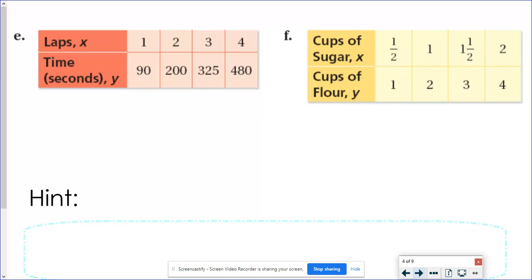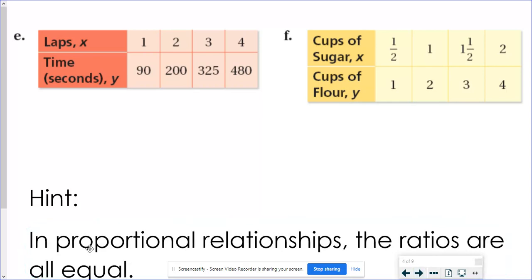If I give you a table without a graph, you could certainly graph these, but I do have another hint for this. For proportional relationships, the ratios here are equal. So what I should be able to do here is divide the y by the x, change in y over the change in x, just like we have for slope.